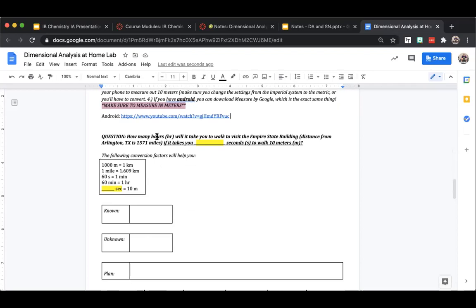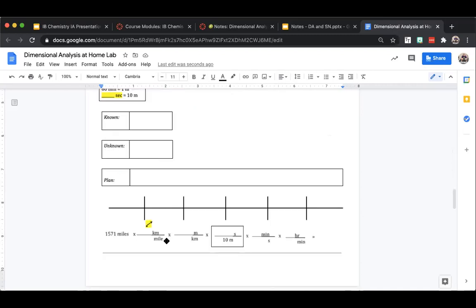It says, how many hours will it take you to walk to visit the Empire State Building that's this distance away, if it takes you this many seconds to walk 10 meters? I've given you some conversion factors. The last one is the one that you are going to time yourself. So you'll have to put in your seconds here, because everybody walks at different paces. Your known is going to be this distance, 1,571 miles. Your unknown is going to be hours. And you're going to have to convert using that. I'm giving you some help here on the plan again.